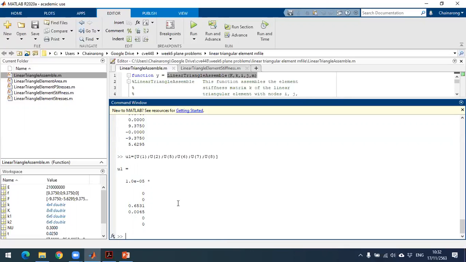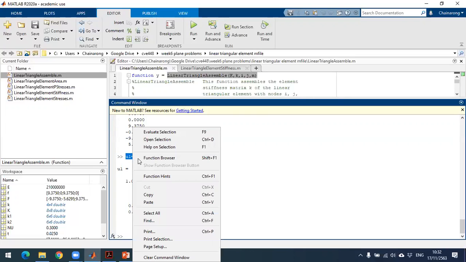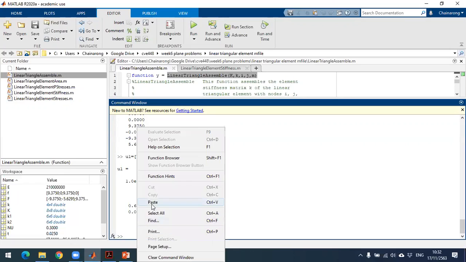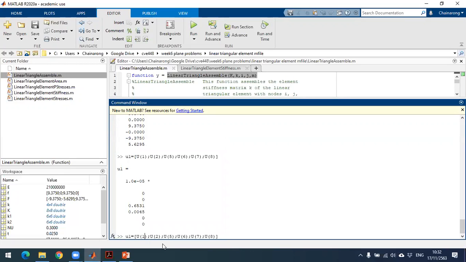Okay. We have the displacement like this. And then for U2 also, it should be, and U4, is for Q2. Okay.